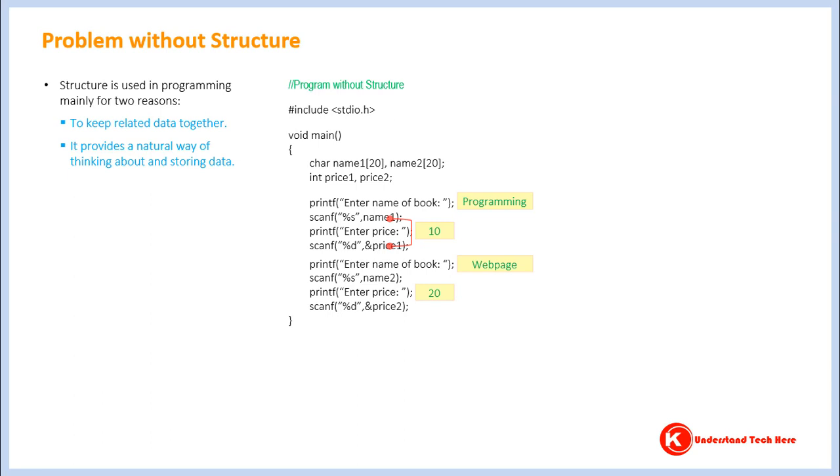Similarly, there is also nothing from the programming point of view on the basis of which you can say data stored in variable name2 and price2, web page and $20, are related. I mean, on what basis can you say name1 and price1 or name2 and price2 are related? So here we are not able to keep related data together.